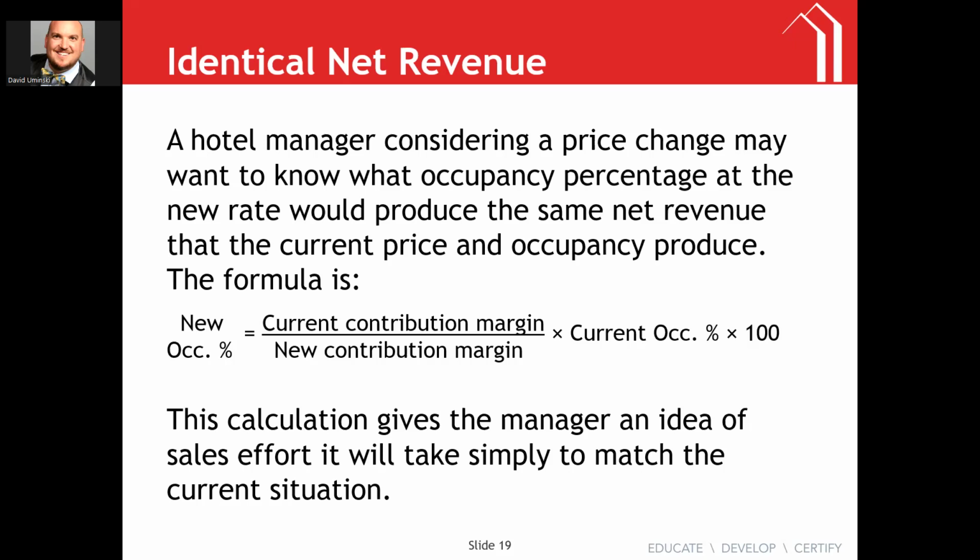If I didn't change anything, let's say I'm at 60% occupancy, okay? And my net revenue right now is $100,000. I want to know what happens if I drop my rate, but still keep that $100,000. Or what happens if I raise my rate? What occupancy do I have to get to in order to keep that same $100,000 without losing any money, okay? And then I'd look at that and decide, is that achievable? Is it not achievable? Do I make the decision to change or do I keep it the same, okay?